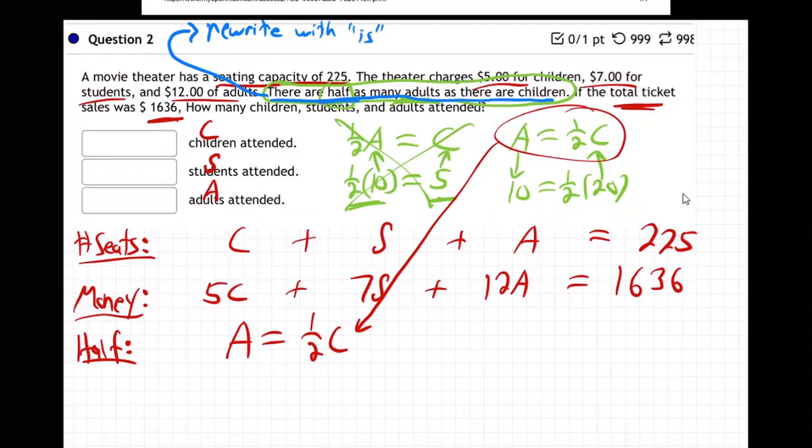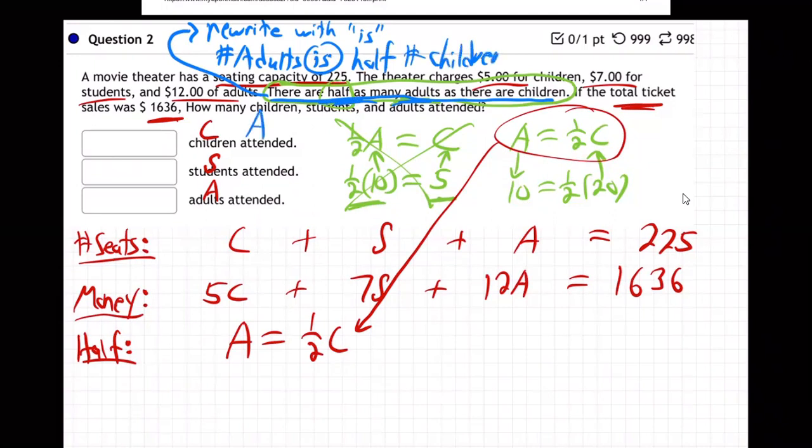So, okay, there's half as many adults as children. What does that mean? That means the number of adults is, I'm using an is, there's the is, half as many adults. Number of adults is half the number of children.